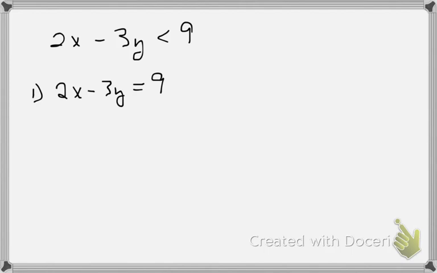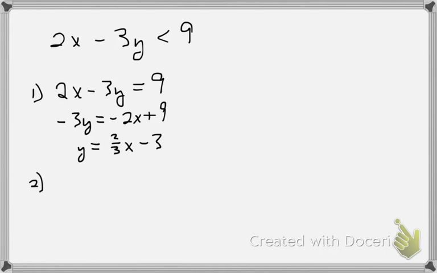So, a couple ways that we could do this. We could either go by the intercepts or we could put it in slope-intercept form. Either way is fine. If I want to put it in slope-intercept form, I would just solve for y. So I would subtract the 2x and divide by negative 3 to get y equals 2/3 x minus 3. You guys agree?